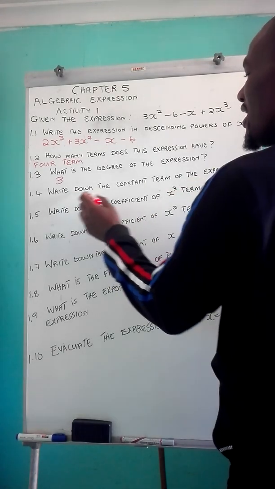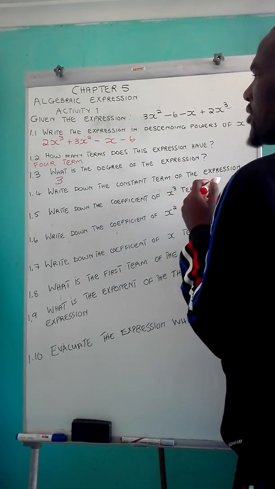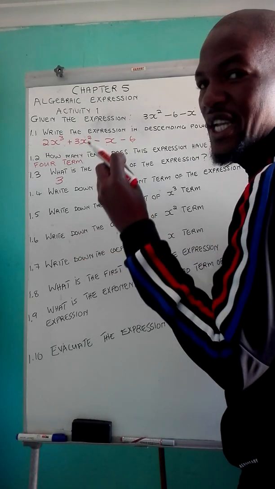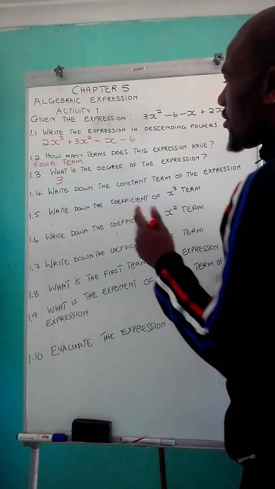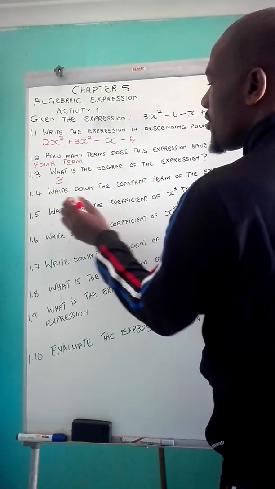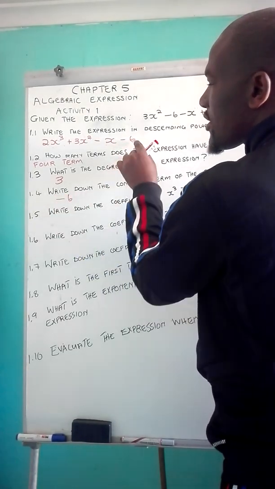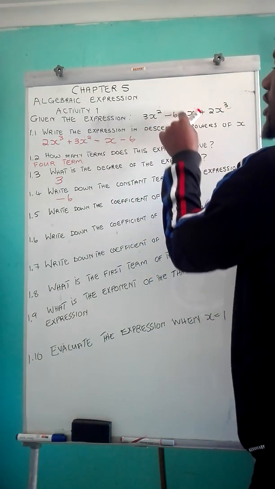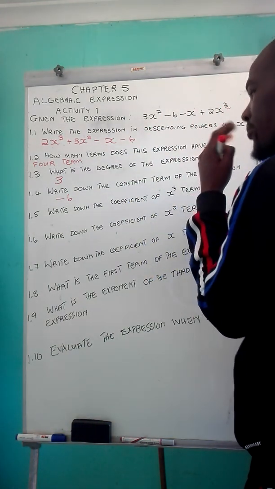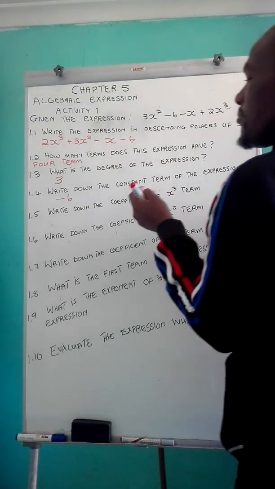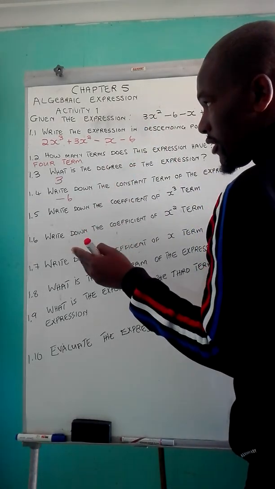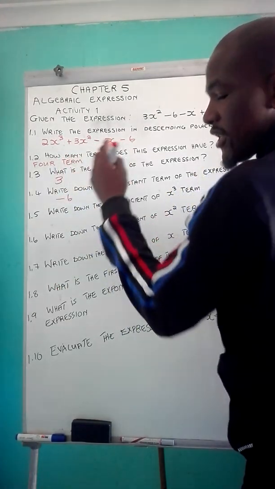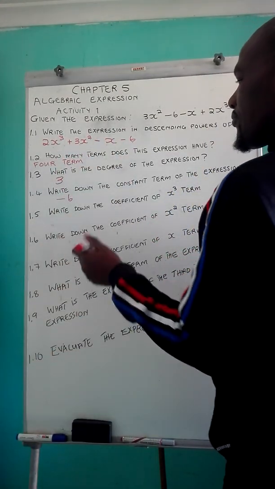Write down the constant term of the expression. What is the constant term? A constant term is a number without a variable. So it's -6. Don't just take 6, take 6 with its sign. That is the constant term. When they ask what is the variable, it will be x, because a variable is a letter.